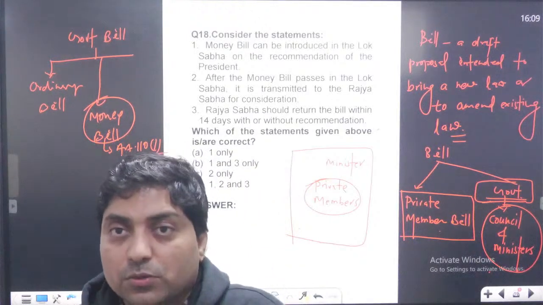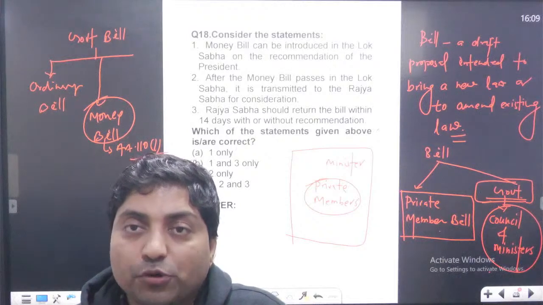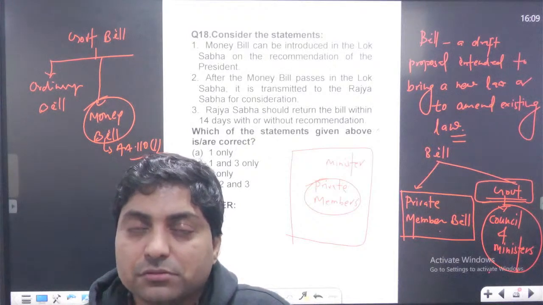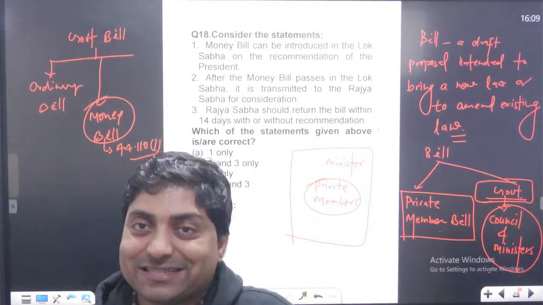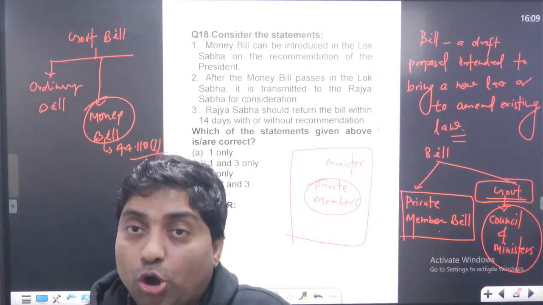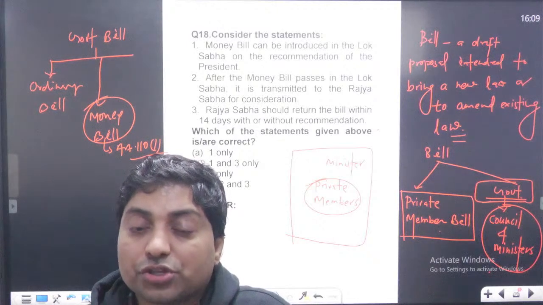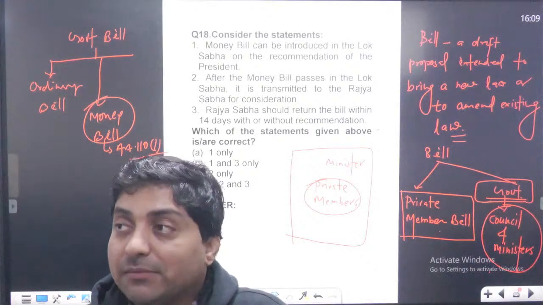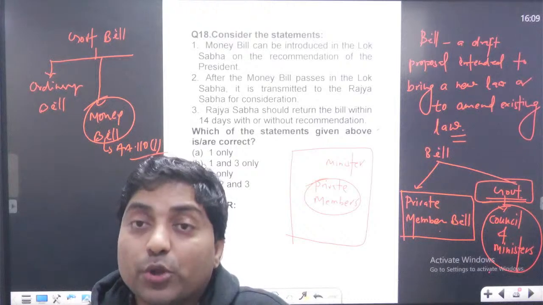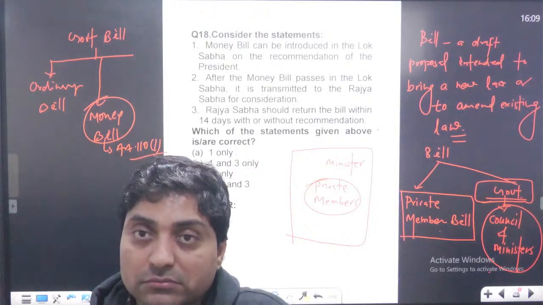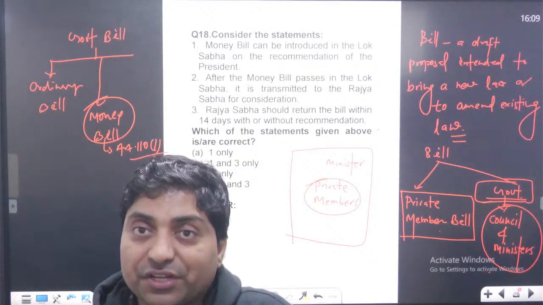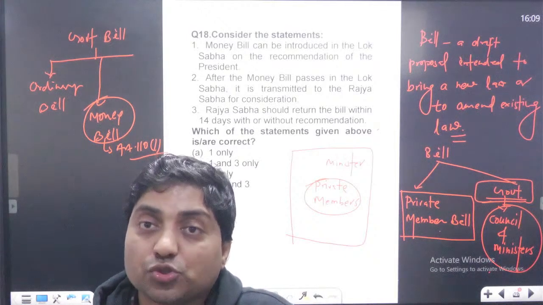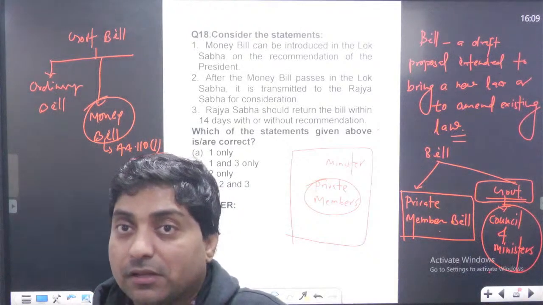Now, any bill which consists of imposition, remission, alteration of taxes, that can be called money bill, or the custody of the Consolidated Fund of India, or any bill regarding borrowing loans or repayment of loans of the government of India, or declaring any issue as a charge upon the Consolidated Fund. These all are money bills.